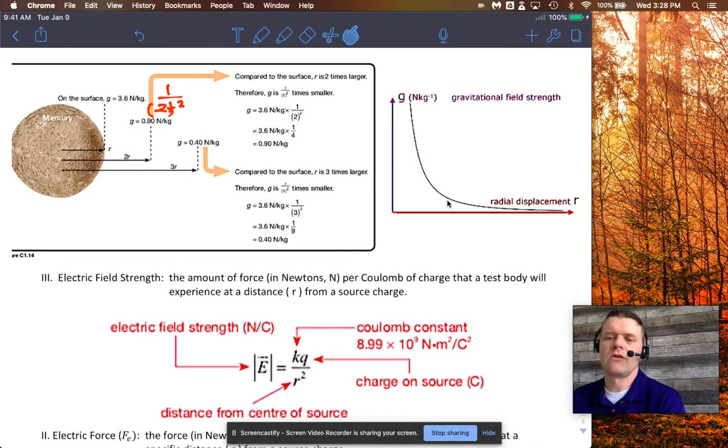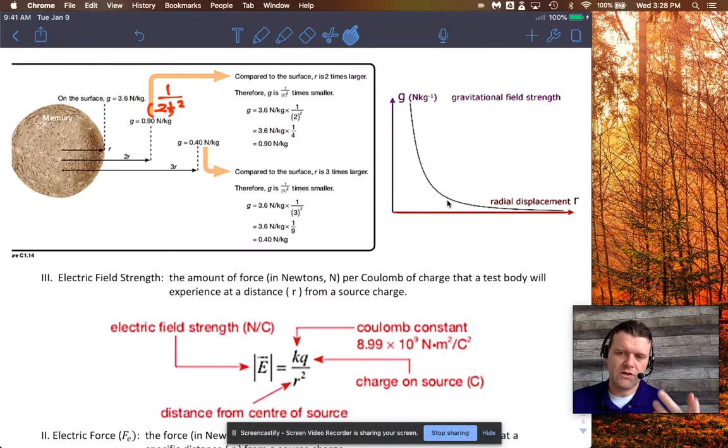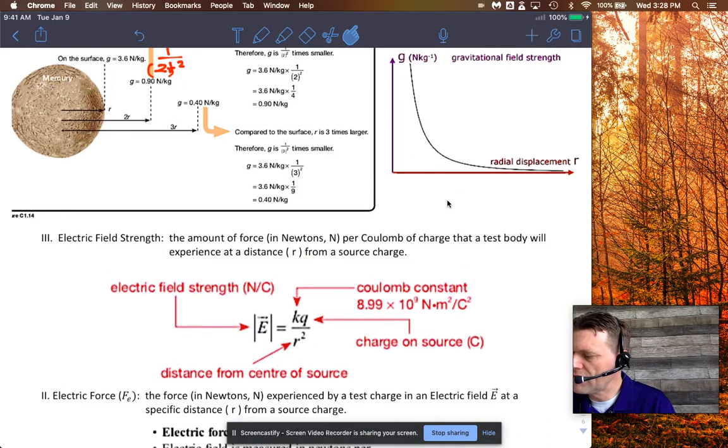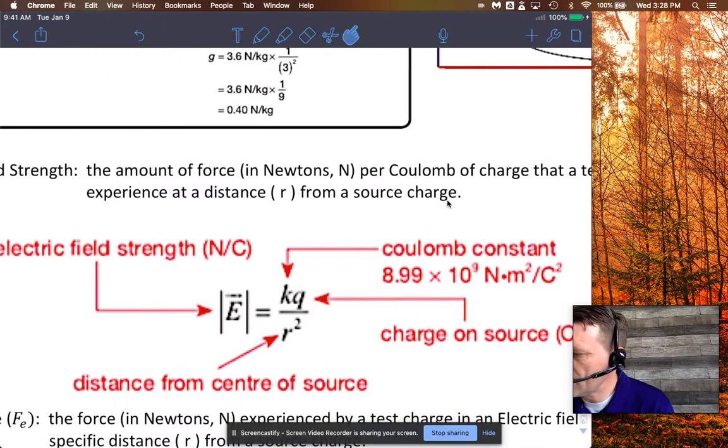No surprise, there's also 2 formulas for electric field strength. Or sorry, just electric field. There's electric field strength and the electric force. And they're completely parallel. They're just using different numbers, but it's exactly the same relationship. The electric field is E with an arrow. Sorry, that did not translate very well. It's actually E with an arrow above it.